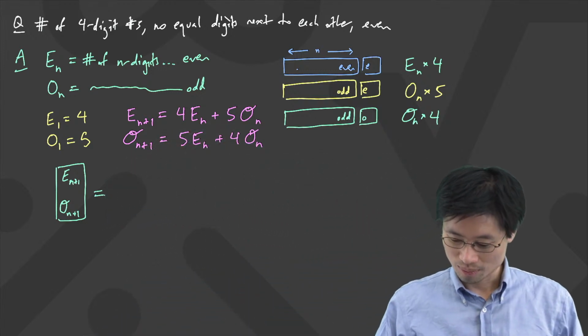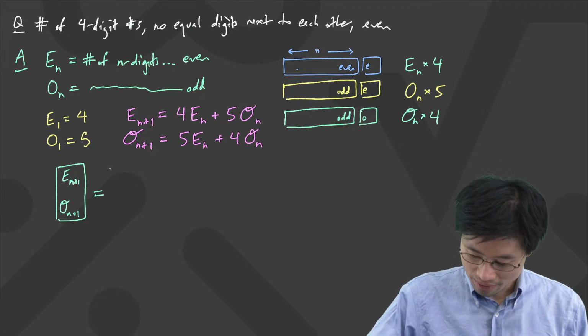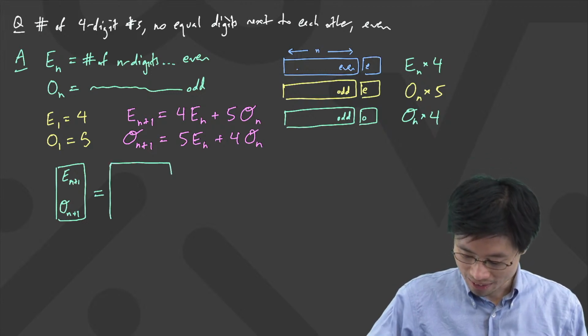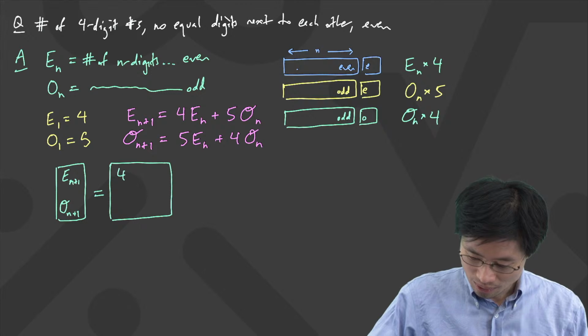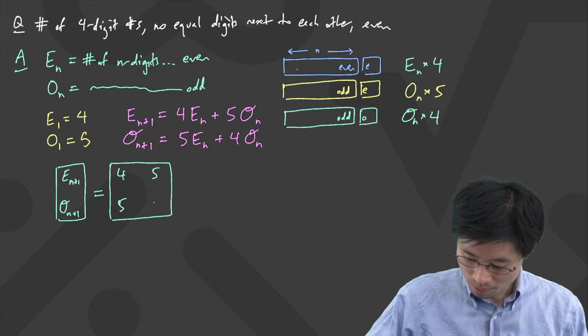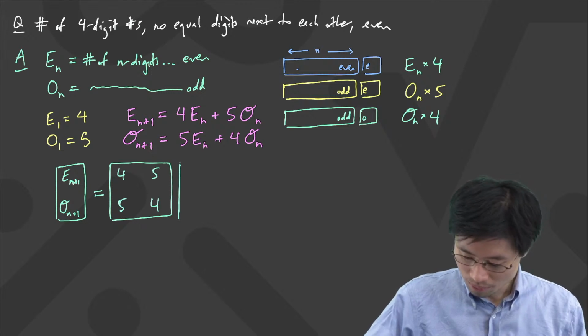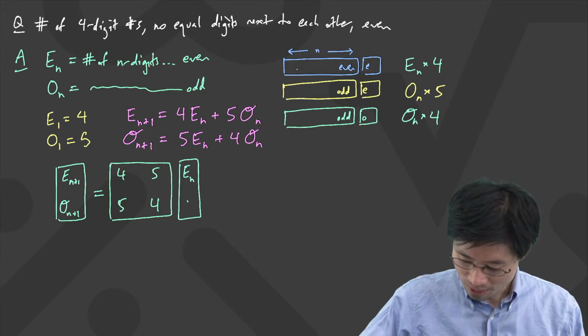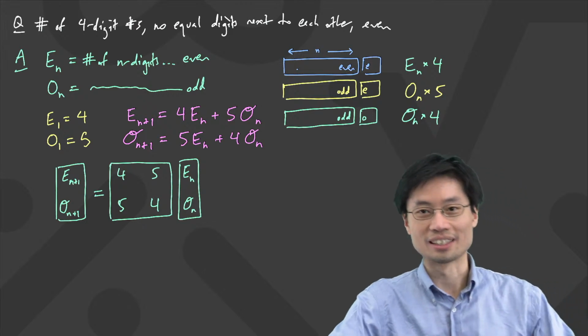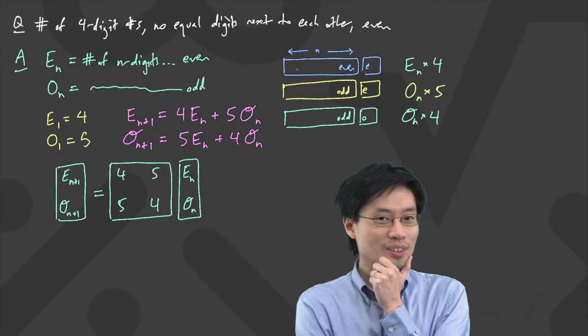So maybe we can write like a 4, 5, 5, 4, times like a 2 by 1 matrix, which would be like En and On. So this is actually true.